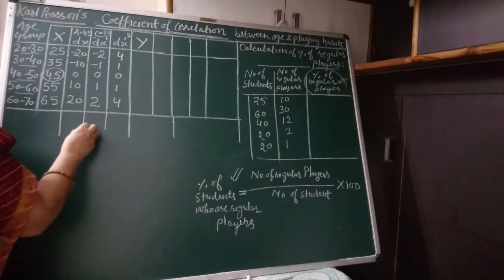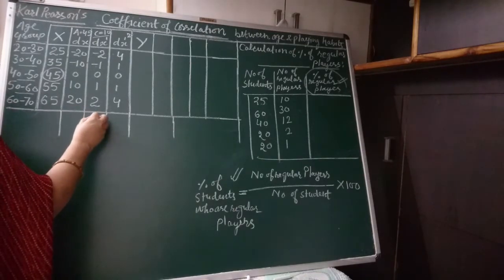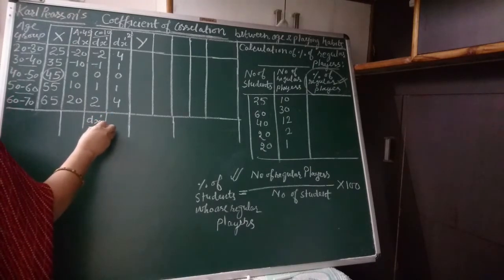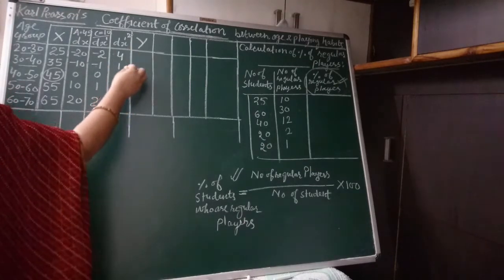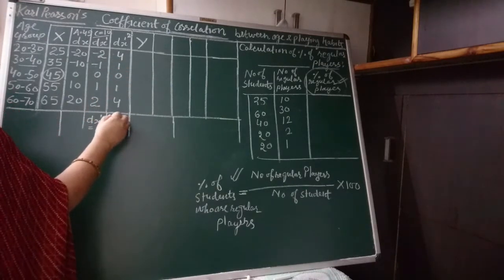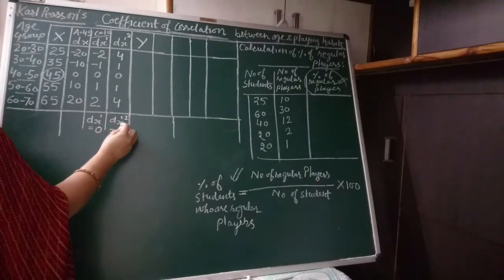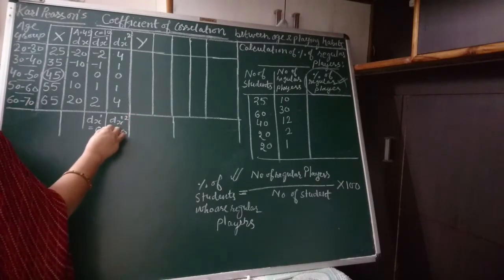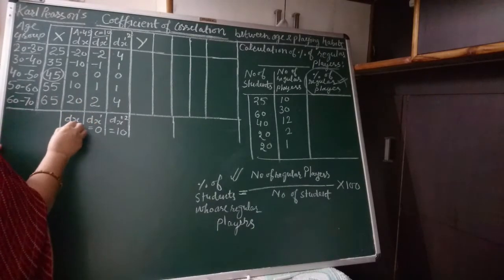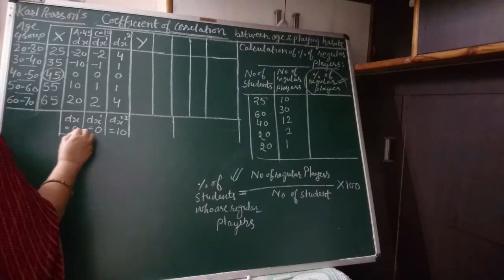By the sum of all the values, sigma dx dash will be equivalent to 0. Sigma dx dash square is equal to 10, and the value of sigma dx is also equivalent to 0.